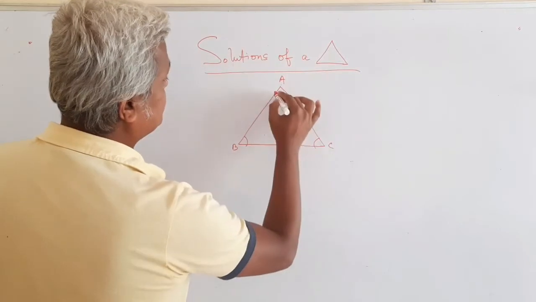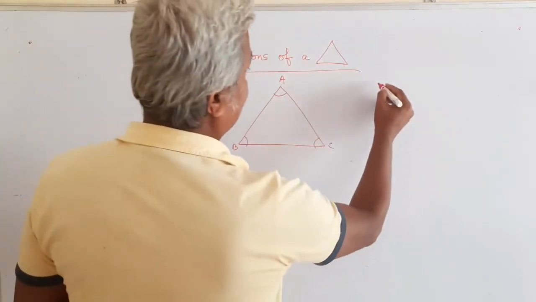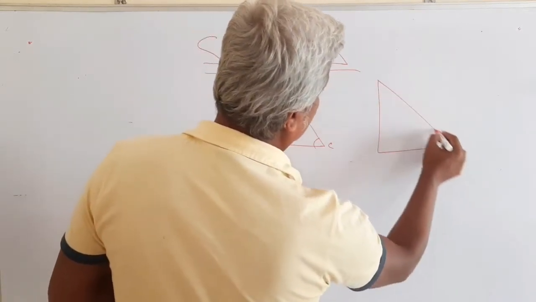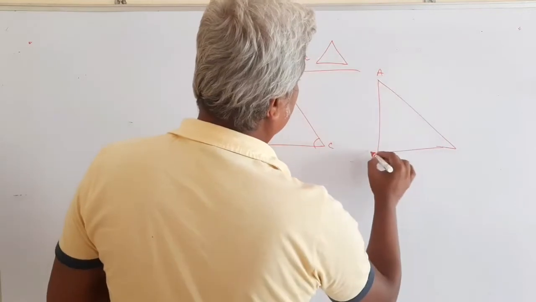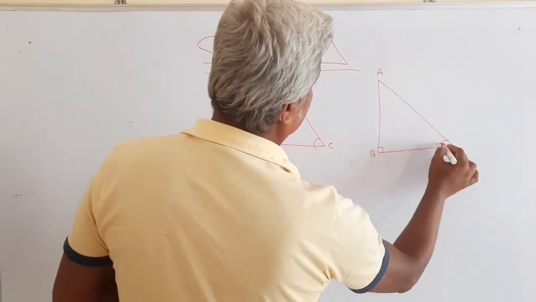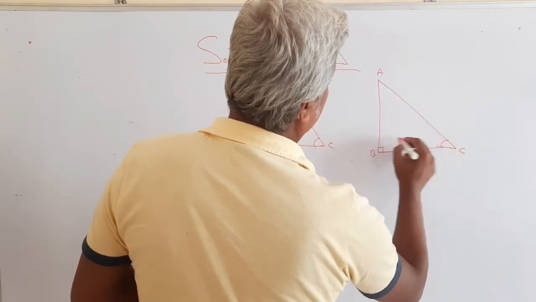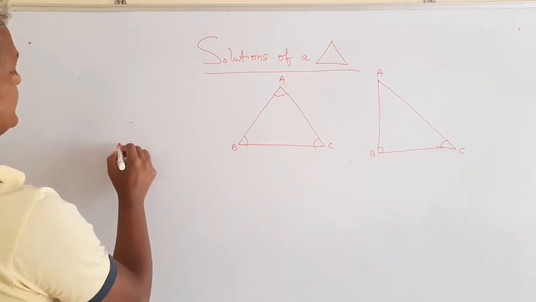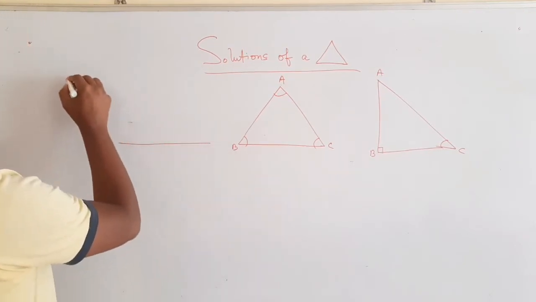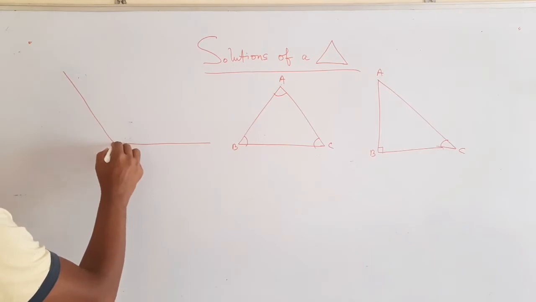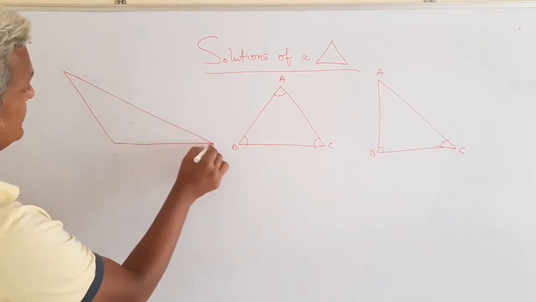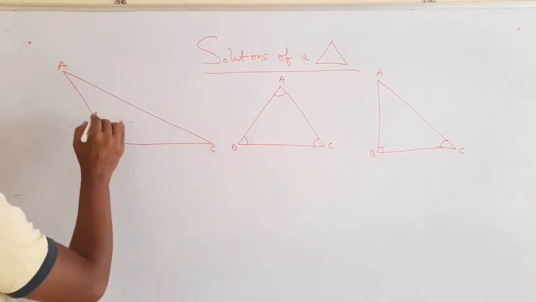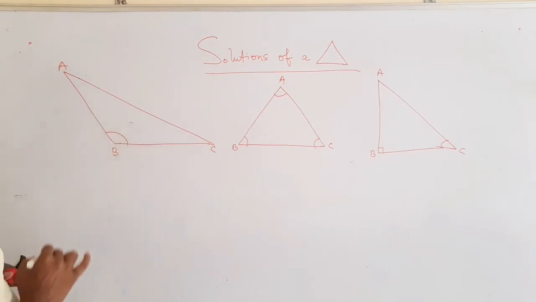Then we can have a right angle triangle. This is a right angle triangle A, B, C, with the right angle at B. Now another one we can call an obtuse angle triangle. So it goes like this. In the obtuse angle triangle A, B, C, here this angle is more than 90 degrees.